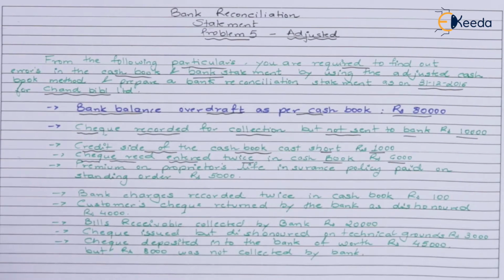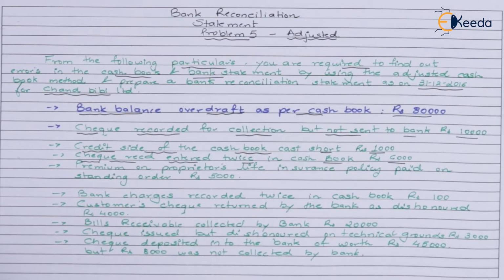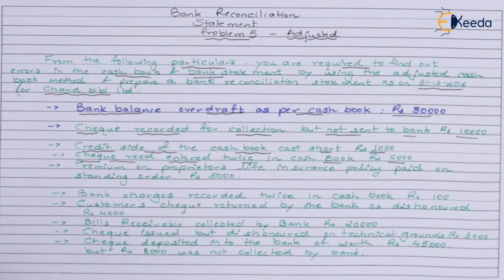The next adjustment refers to a check received from a client or a customer that has been recorded twice in the cash book. The amount is 6,000. That means we have received a certain check from one of our customers, and we have recorded that twice in our cash book. The amount of each check is 6,000 here.